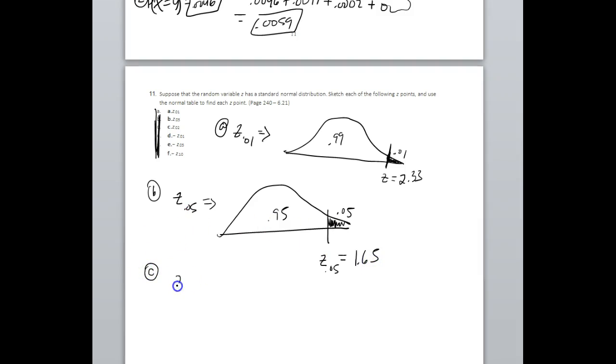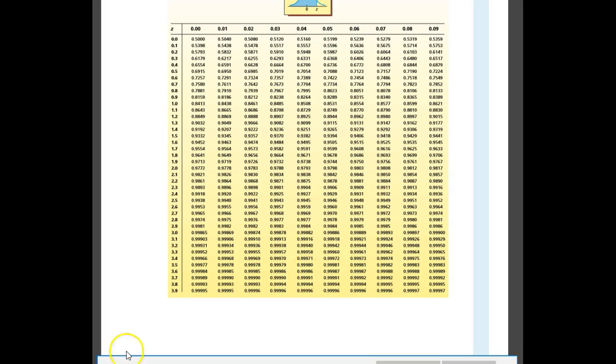C, z of 0.02. This is going to be the exact same concept. So 0.02 is right here, 0.98 is in here. So this is a z-value of 0.02. We want 0.98 to be to the left of it, so we're looking for the thing that's closest to 0.98. It looks like we have a 0.9803, and that is going to be 2.06.